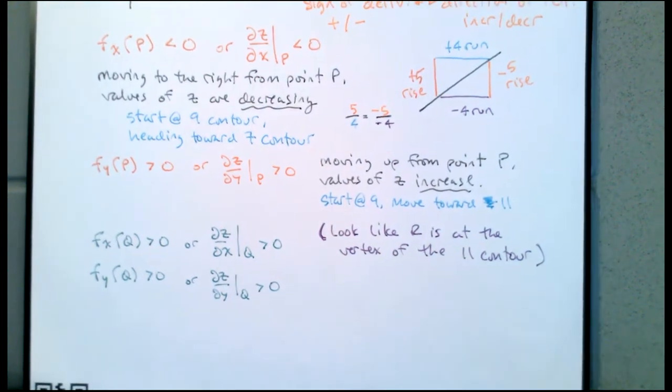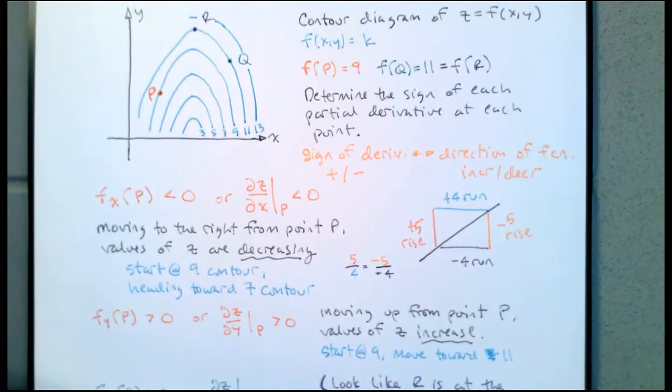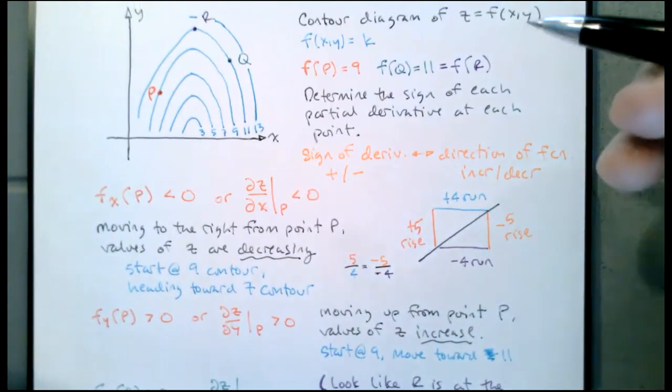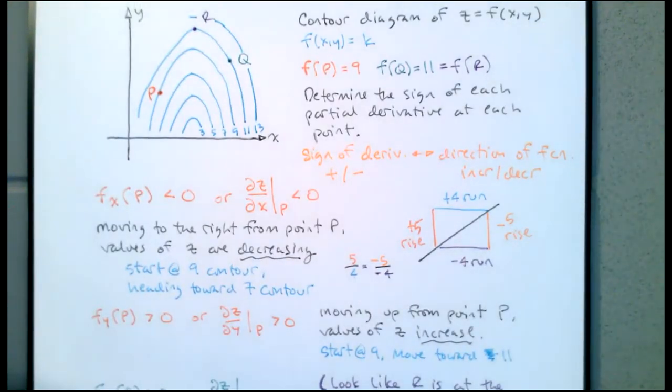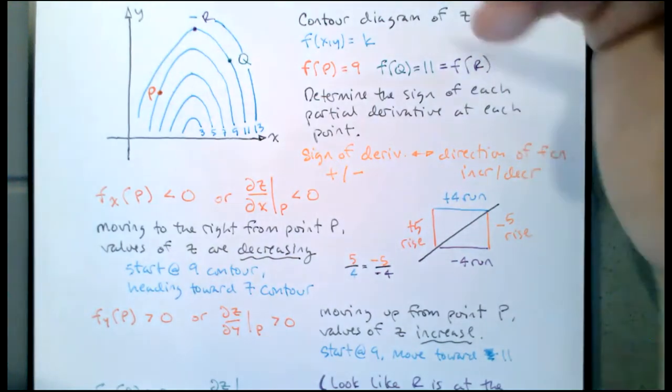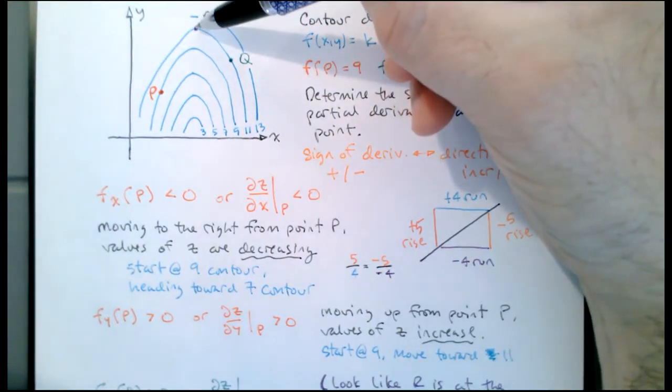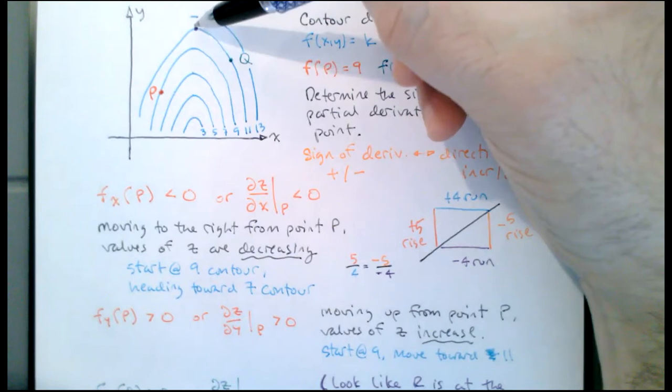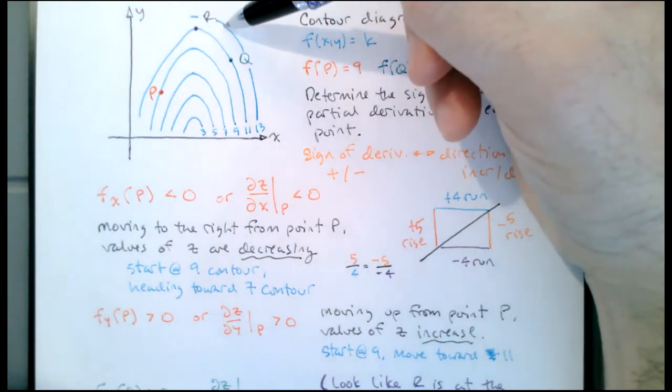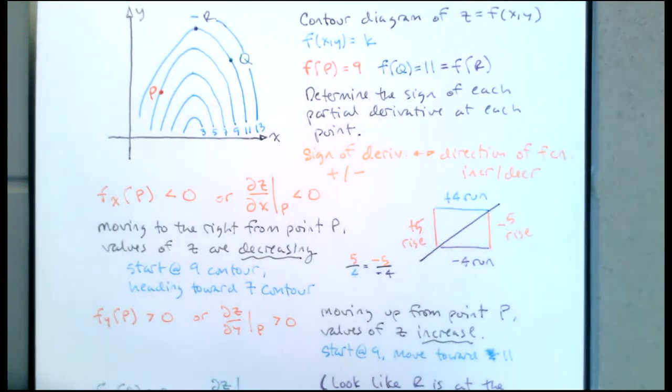We want to look at what's happening to z as we move in the x direction. I think I just read your previous question as the opposite of what I was thinking of. But now I can't remember what I said because that was like 2 minutes ago. Oh, wait. So let's look at what's happening at R. At R, if we move in the x direction, if x increases, we're going from the 11 to the 13 contour.